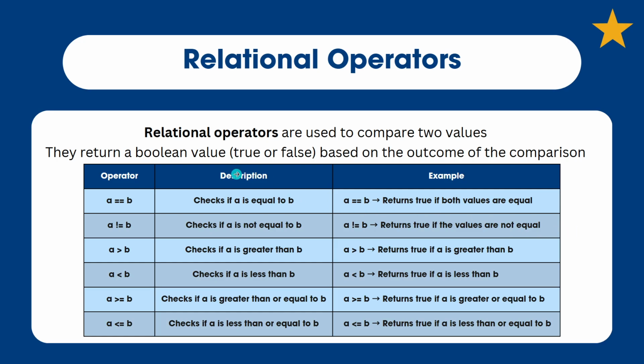They return a Boolean value, true or false, based on the outcome of the expression. So A equal to B checks if A is equal to B. Now if we want to check if two things are equal, there's a kind of funky operator: the double equal sign.